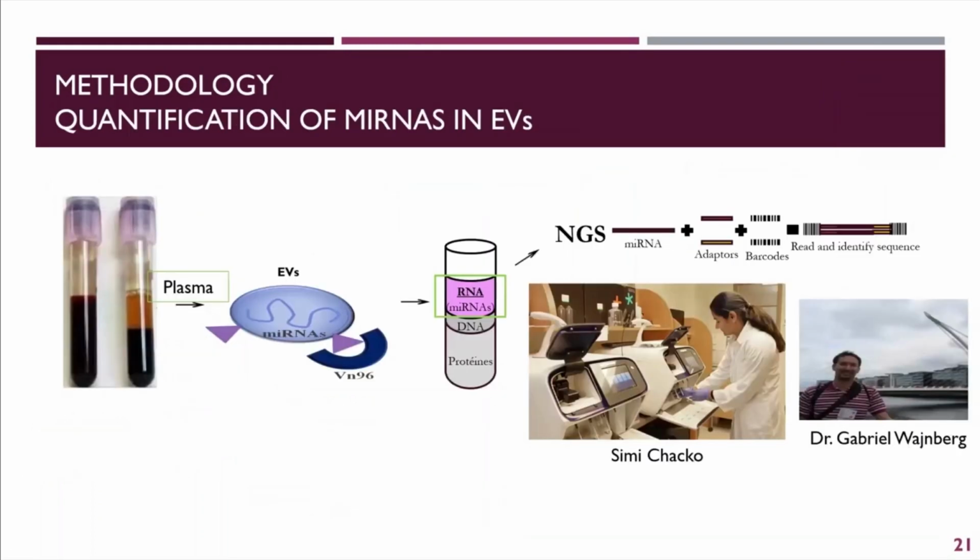So to recap to date, we got our blood from our patients. We separated it to get the plasma. We added VN96, which is kind of like a magnet, to get our EVs. We broke up that pellet of EVs and did an extraction to take specifically just the RNA. Now we can finally quantify these microRNAs in the EVs using something called NGS, next gen sequencing.